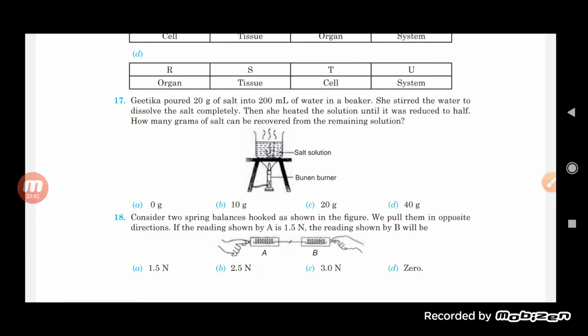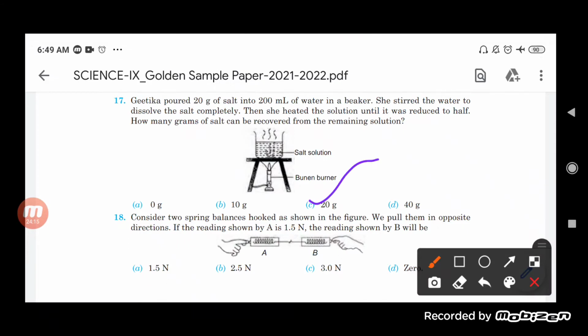Here also the salt which will be recovered will be 20 gram only, because the water will get evaporated. The salt does not get evaporated. So the salt will remain as it is, but the water will get evaporated. So the answer will be 20 gram.